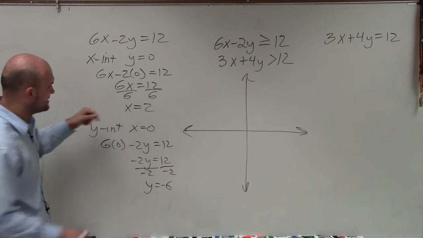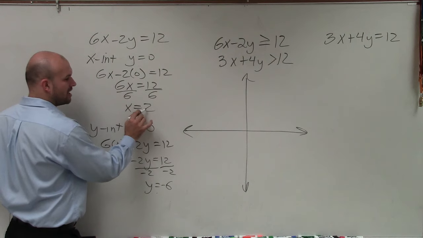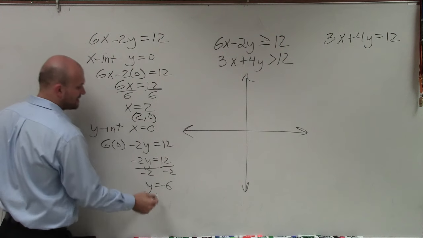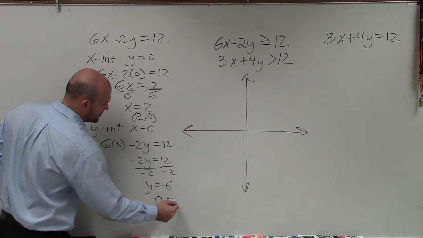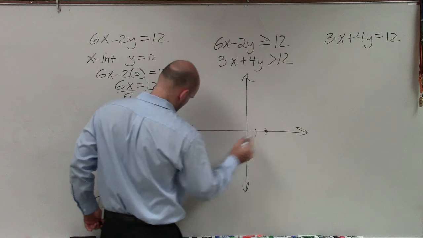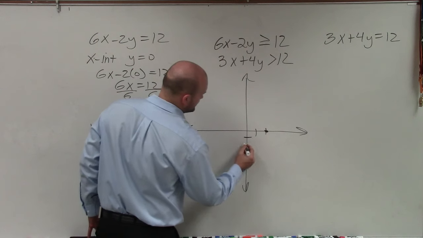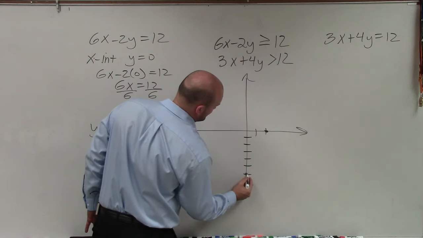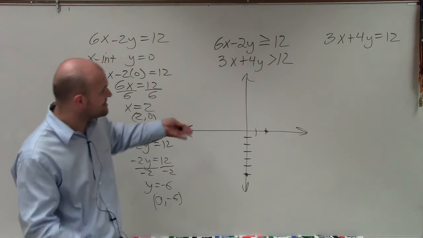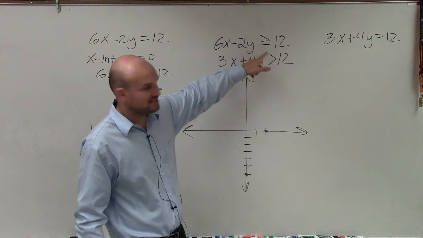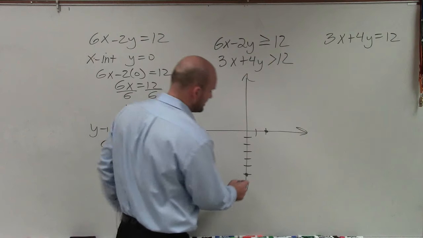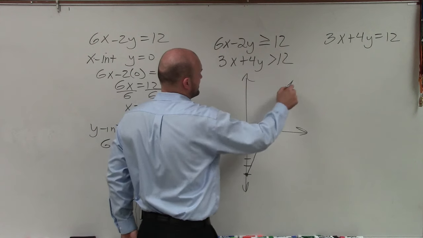So now I plot my x-intercept, which is if x equals 2, that means y equals 0. And my y-intercept, when y equals negative 6, that means x is equal to 0. So I plot these two points, which is (2, 0) and (0, negative 6). Now, going back to the boundary line, that's all based on our inequality symbol. Since that is greater than or equal to, and not just greater than, this is going to be a solid line. So I can connect my two intercepts with a solid line.